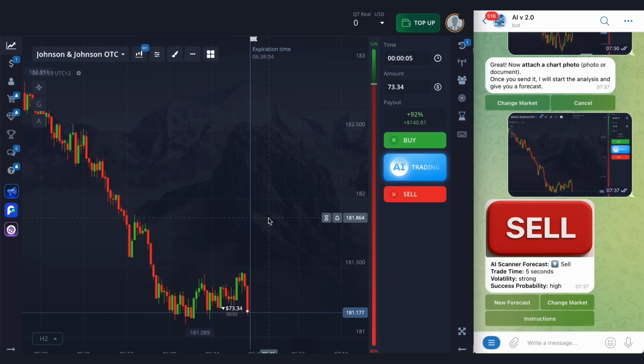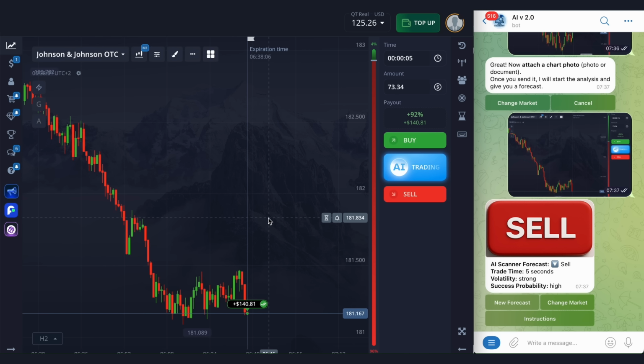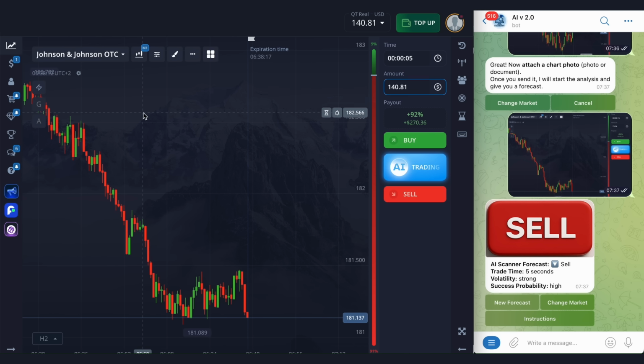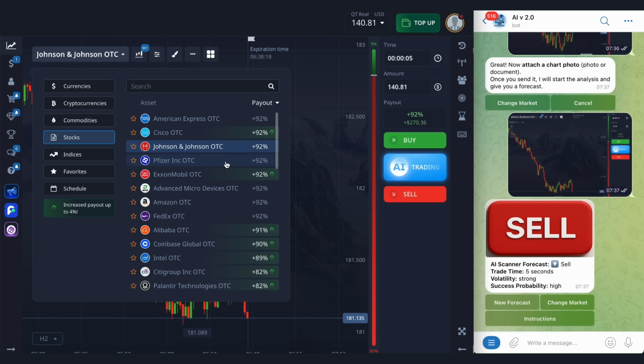3 seconds left on the timer. 2 seconds. 1, and here we go, ladies and gentlemen. Nice and smooth. We are cruising in the market. We have been able to trade our account from 20 USD to 140 USD. Ladies and gentlemen, let's go ahead and hit the market with our next trade.